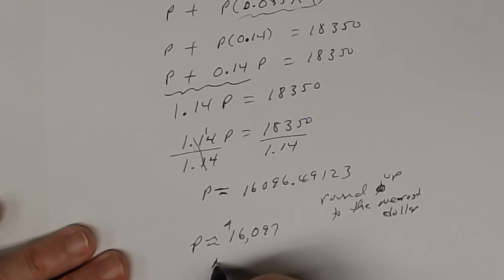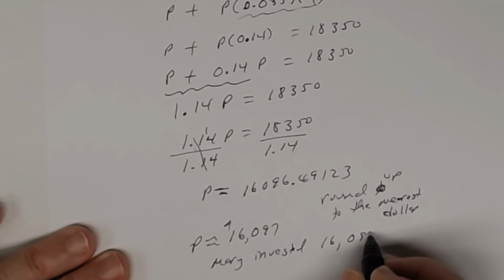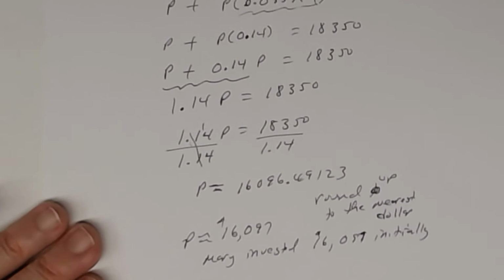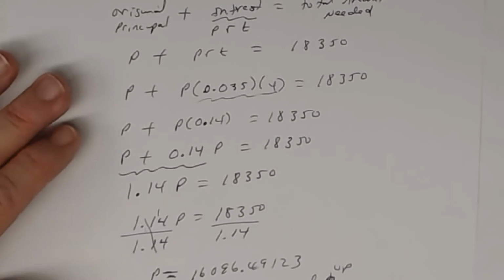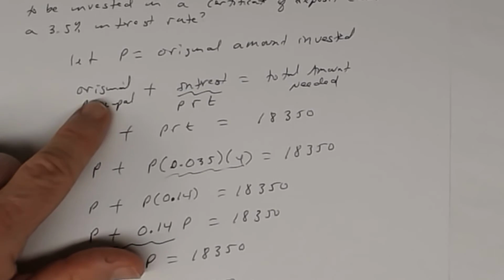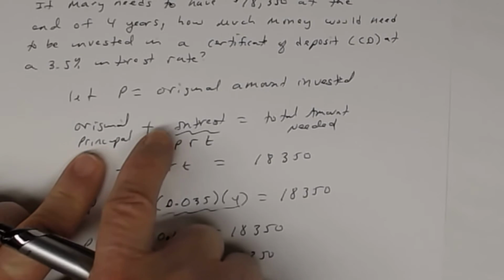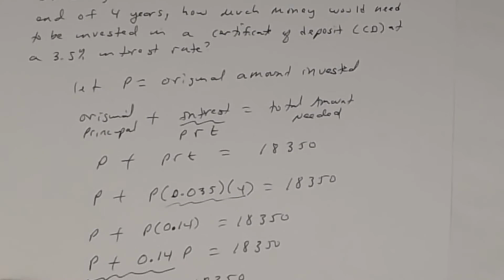All right, and so then you would say Mary invested $16,097 initially. Okay. All right. So that is example number 2. It's a lot of work, but it's not that difficult as long as you understand the idea behind what we wrote here. The original principal plus the interest equals the total amount, and then you just use your formulas.